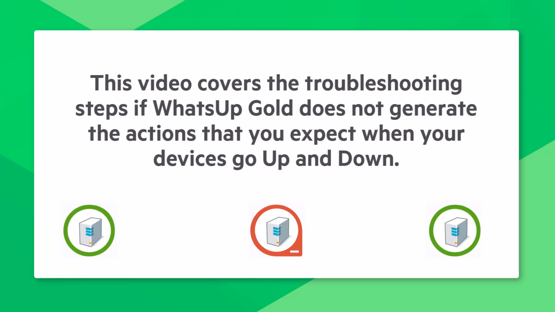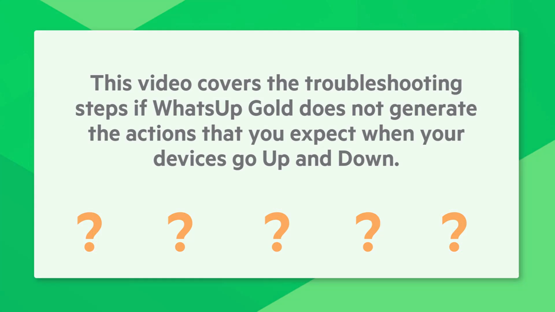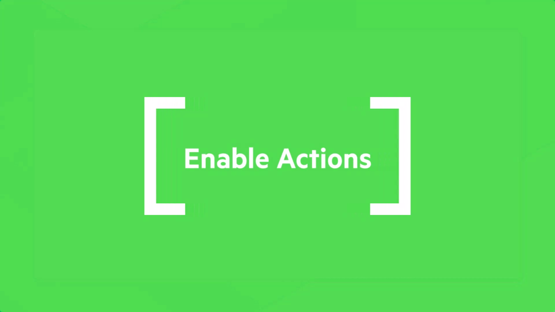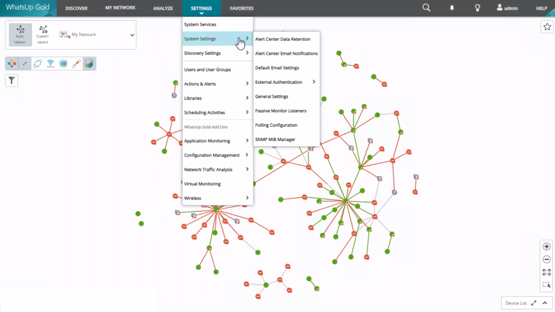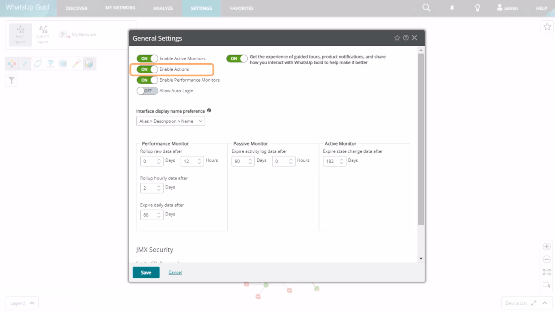This video covers the troubleshooting steps if WhatsUp Gold does not generate the actions that you expect when your devices go up and down. The first step to take is to make sure actions are enabled. Navigate to your general settings and confirm that the Enable Actions option is switched on. Also, make sure the Enabled Active Monitors option is switched on. Otherwise, WhatsUp Gold cannot notify you if the active monitors change states.